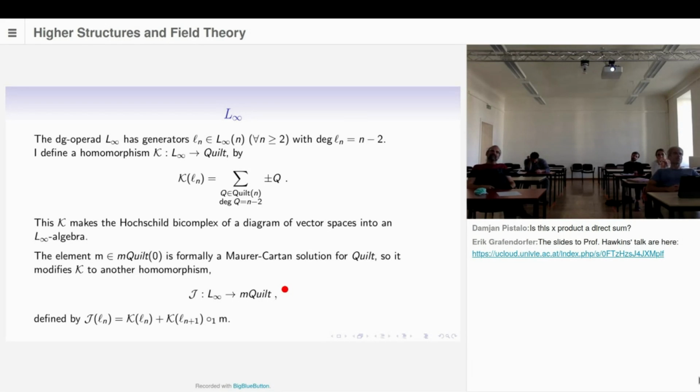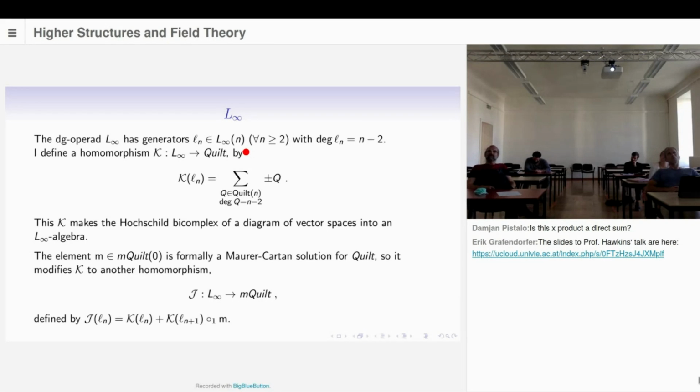Then we get to L infinity. This is a classic differential graded operad. This one is simplest to describe in terms of its generators. It has a generator for every arity. Well, it starts at 2. So for n greater than or equal to 2, it's got a generator Ln of arity n, which has degree n minus 2. And I want to construct a homomorphism from the operad L infinity to the operad Quilt to begin with.